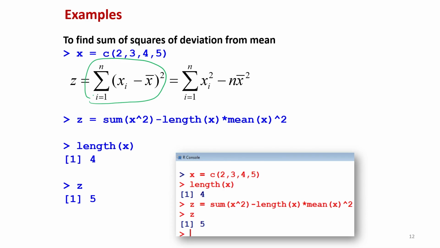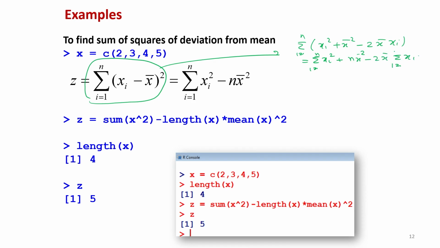X bar is the mean actually, and if you try to open it, this will come out to be summation xi square plus x bar square minus twice of x bar into xi. And if you try to take this summation inside, this will become summation i goes from 1 to n xi square plus n times x bar square minus twice of x bar into summation xi, i goes from 1 to n.